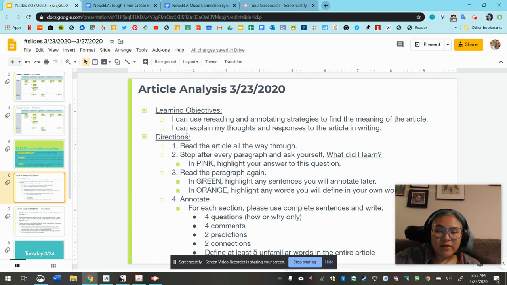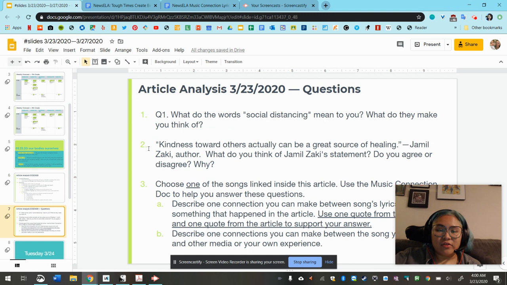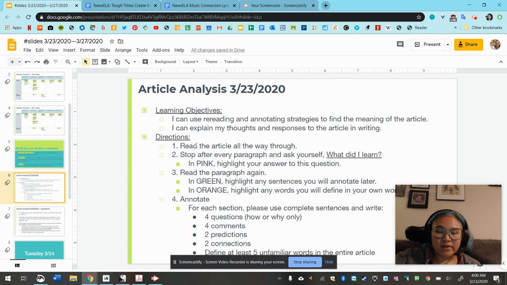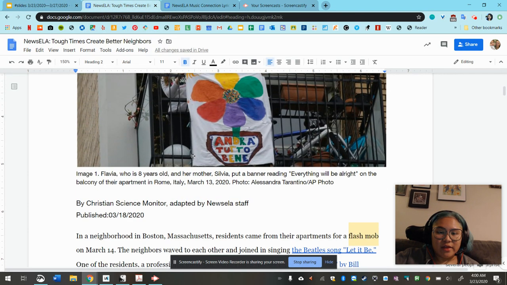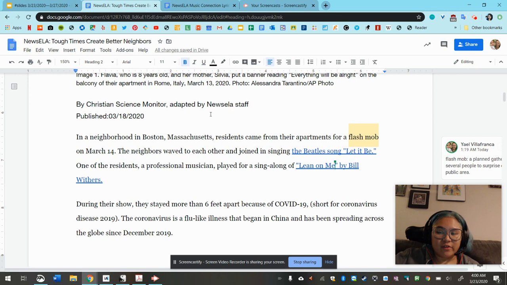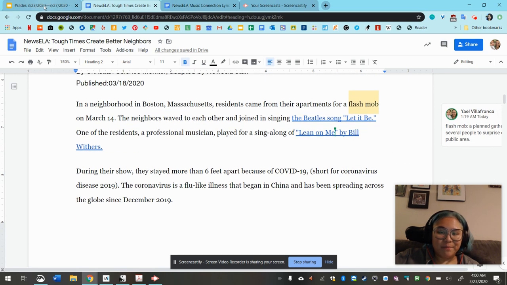Okay, second objective, I can explain my thoughts and responses to the article in writing. So that particular objective goes more with the questions assignment, which I will be talking about in the next video. All right, so what exactly do I want you to do on this assignment? Here are the directions. I'm going to read out these directions to you, and after every step, I'm going to show what I do with that step on the actual first couple of paragraphs right here, okay?